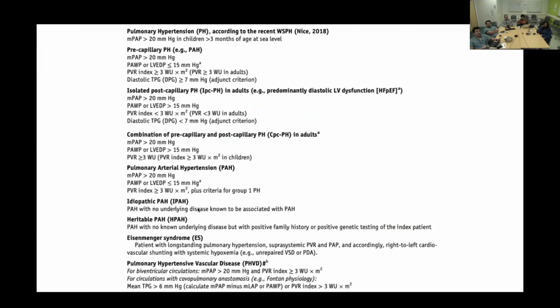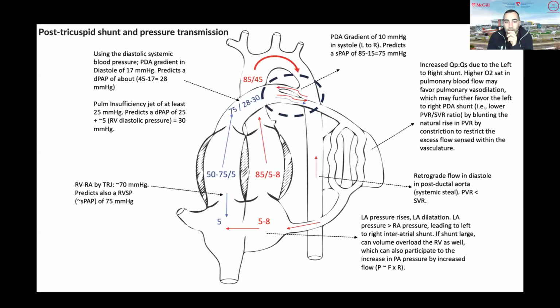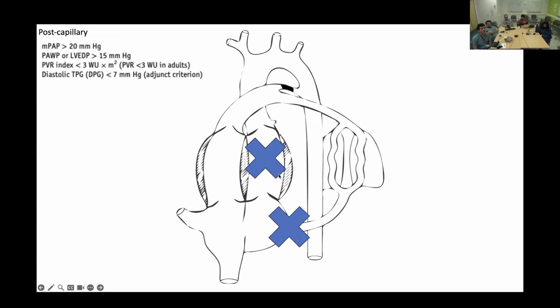So LV end-diastolic pressure is maybe the easy one to say from the name. It's the pressure of the LV at the end of diastole. So you can see it through, again, a catheter. Okay. So at the end of diastole, this is okay.